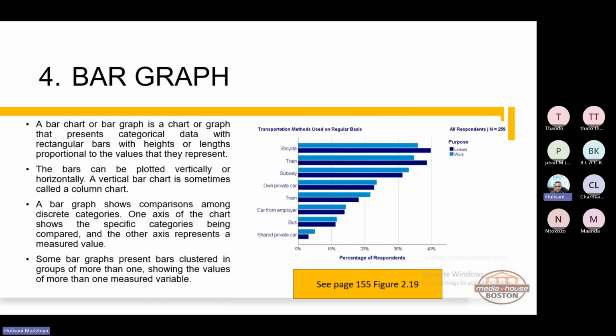And then we've got the bar graph. The bar graph is a chart or graph that represents categories of data with rectangular bars with height and length. One of the most important things is that the bar graph shows comparison among discrete categories. One axis of the chart shows specific categories being compared, with the other axis representing measurable values. The bar graph can be drawn either vertically or horizontally.